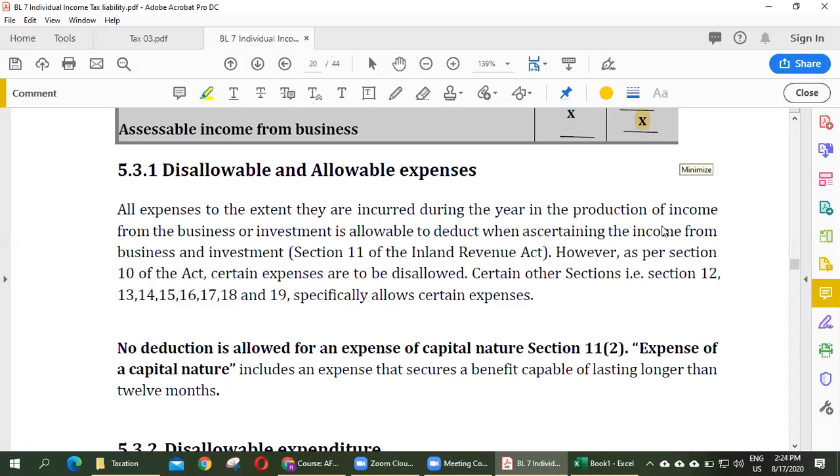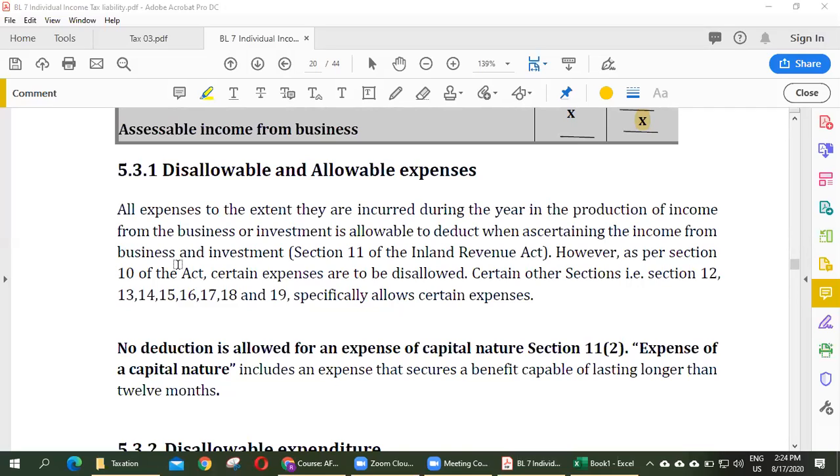Some people ask the question: if a donation is made to an approved charity or government? No, we can't include any donation under business income. Right? Disallowable expenditure and allowable expenditure.